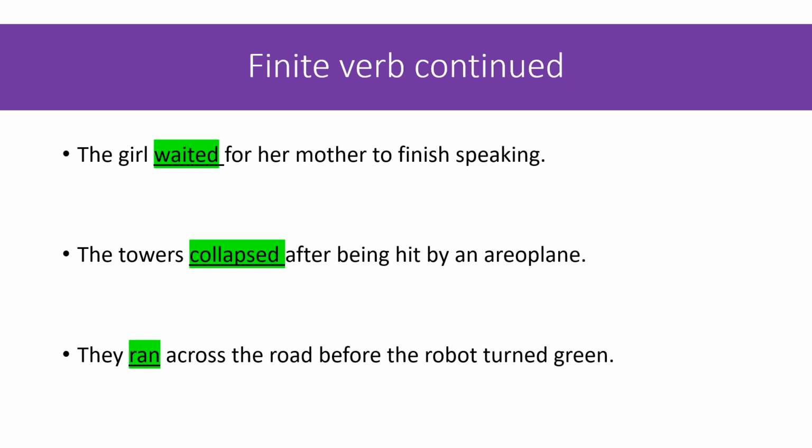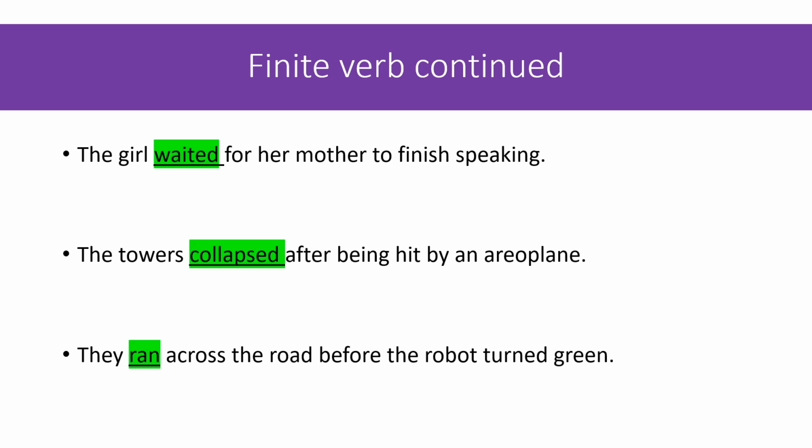Let's look at more examples. The girl waited for her mother to finish speaking. Now, does this sentence have a subject? Yes, the girl. Does it have a number? Is it plural or is it singular? The girl is singular. And does it have a tense? What tense is waited in? Waited is in past tense. So therefore, waited is the finite verb of the sentence.